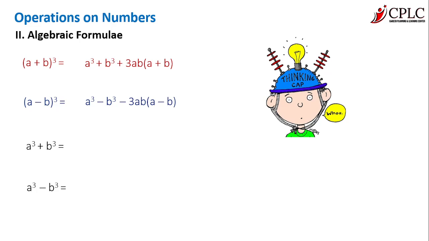Then the next one is a cube plus b cube. So a cube plus b cube is a plus b in the first bracket. Then in the second bracket you will have a square minus ab plus b square. Then a cube minus b cube. The first bracket is a minus b. Second bracket is a square plus ab plus b square. So that's the formula of a cube minus b cube.